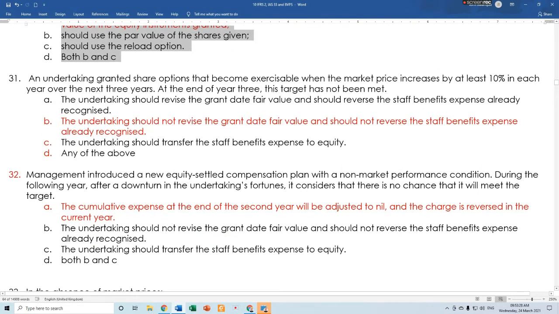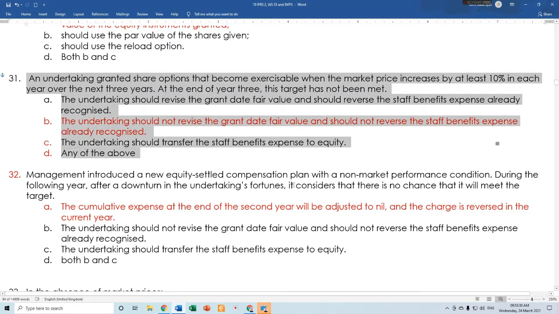31. An undertaking granted share options that become exercisable when the market price increases by at least 10% in each year over the next 3 years. At the end of 3 years, this target has not been met. So ano 'to? This is a market condition. Okay? So anong gagawin natin doon? The answer is letter B.